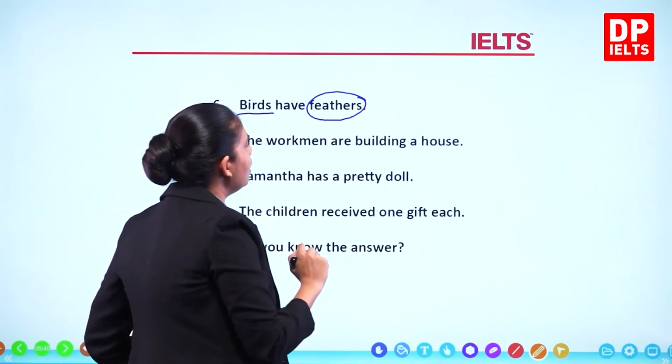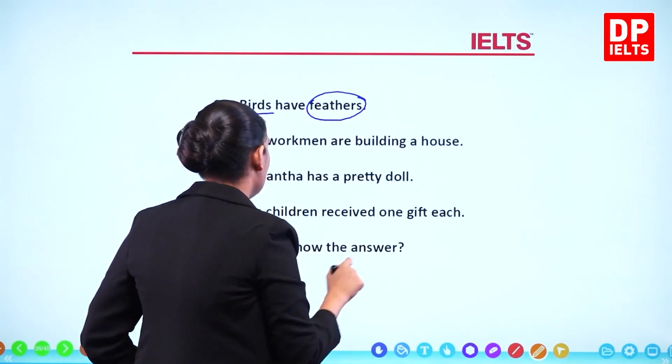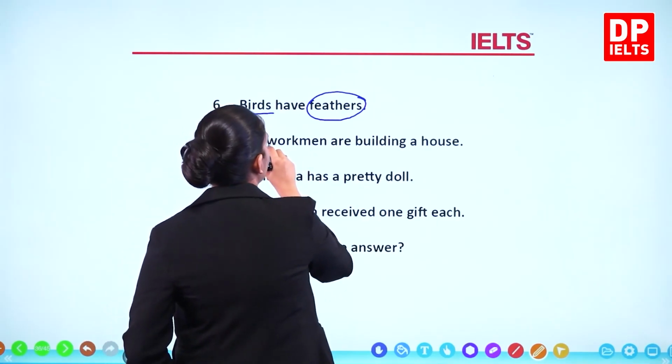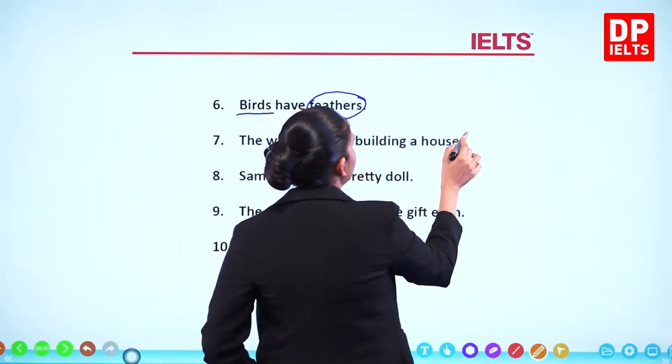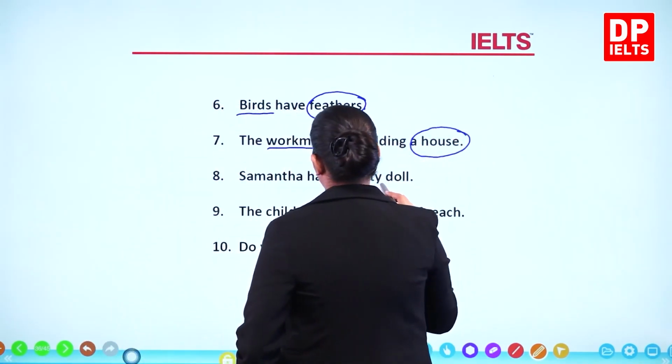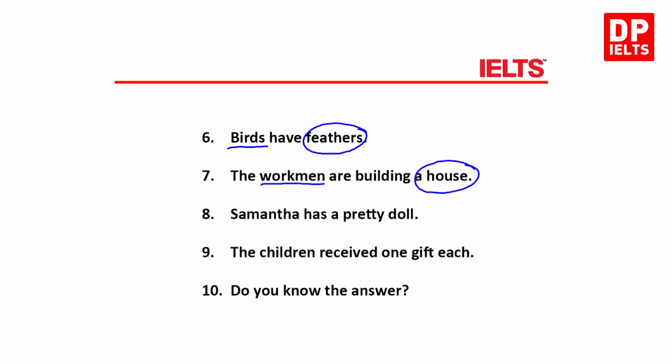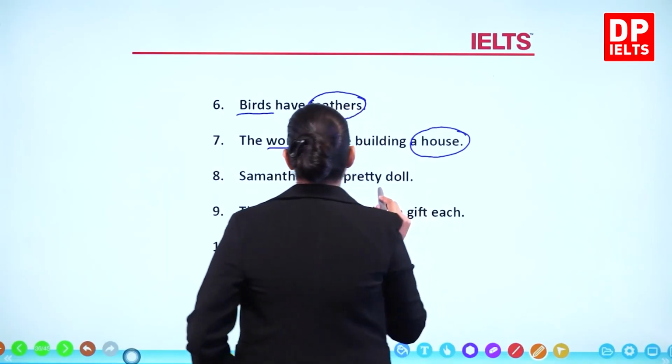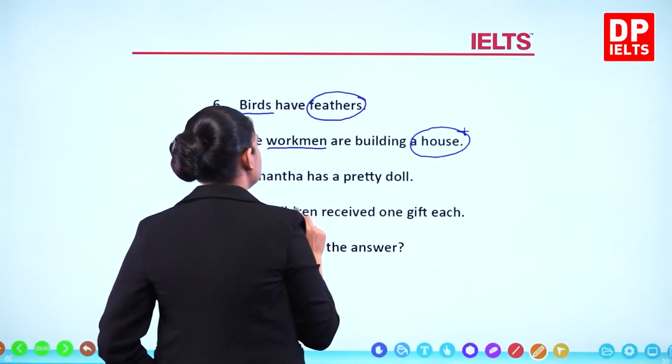The workmen are building a house. Who is building a house? The workmen. What are they building? A house. Birds have feathers. Birds subject. என்ன இருக்கு அவங்களுக்கு? Feathers object. The workmen are building a house. Workmen subject. House object. Samantha has a pretty doll.